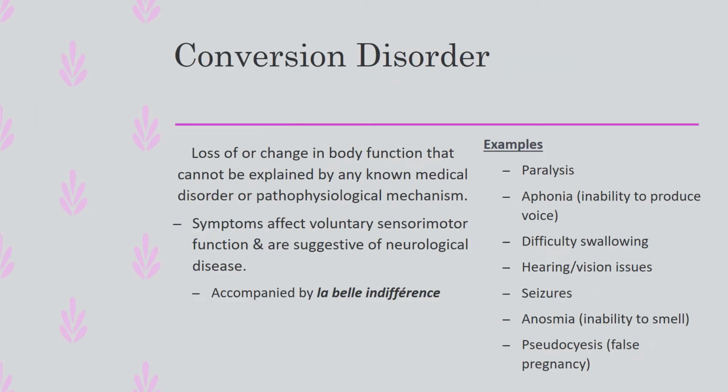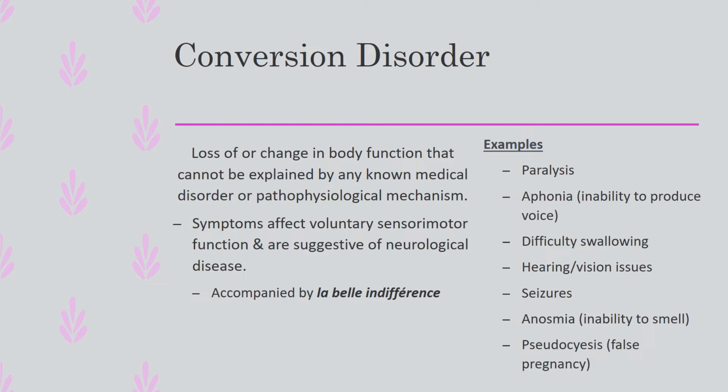Conversion disorder is another disorder that falls under the big umbrella of somatoform disorders. Conversion disorder is defined as some sort of loss or change in body function, again, that cannot be explained by any medical disorder or any pathophysiological mechanism. What you'll find that differentiates conversion disorder from something like somatization disorder is that with conversion disorder, the symptoms usually affect voluntary sensory-motor function, and usually they are suggestive of some sort of neurological disease process. So I have some examples here of different symptomology that you may see associated with conversion disorder, but if you can think conversion disorder, neurologic presentation, that's the best way to go about it.